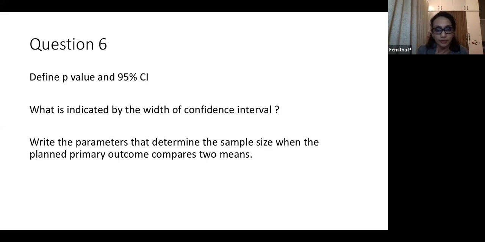Okay, I'll simplify the third part. Tell me two parameters that are needed to calculate the sample size for a study which you have planned, where the primary outcome is comparison between two continuous variables or two means. Any two parameters. There are probably 4 or 5 based on how you design your study, but at least 2. Your outcome is being measured as means. One would be, what is the difference between the two means? Obvious.